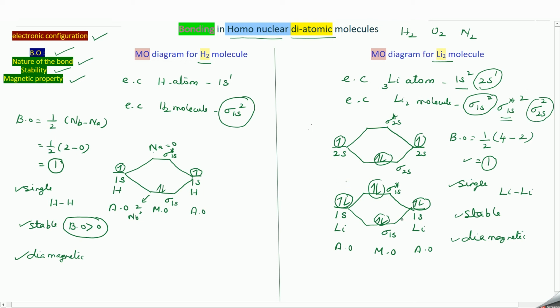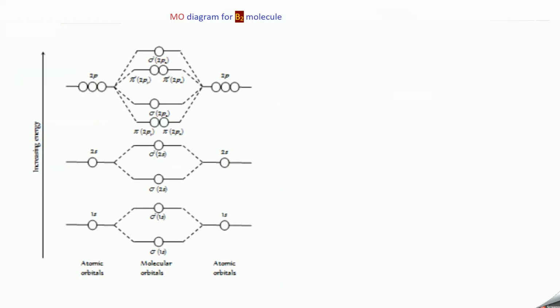This 1s orbital you leave, you take only the 2s and you can calculate like this. That is half into 2 minus 0. You have 2 electrons here and there is no electron, so that will be equal to 1. Likewise you can also calculate the bond order. So this is one way, or else you can take the whole electronic configuration and from that also you can calculate. Next we'll go to the molecular orbital diagram for boron molecule.